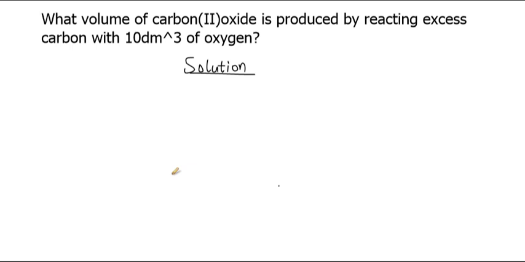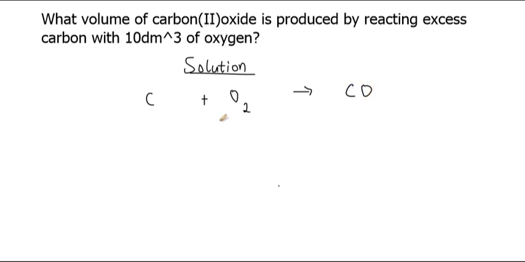The question again says, what volume of carbon(II) oxide is produced by reacting excess carbon with 10 dm³ of oxygen? For any question that has to do with chemical reaction, the first thing to do is to write out the equation showing the reaction between the reactant and the product. Here we have the reactants to be carbon and oxygen. So we have carbon reacting with oxygen to give carbon(II) oxide, that's CO.